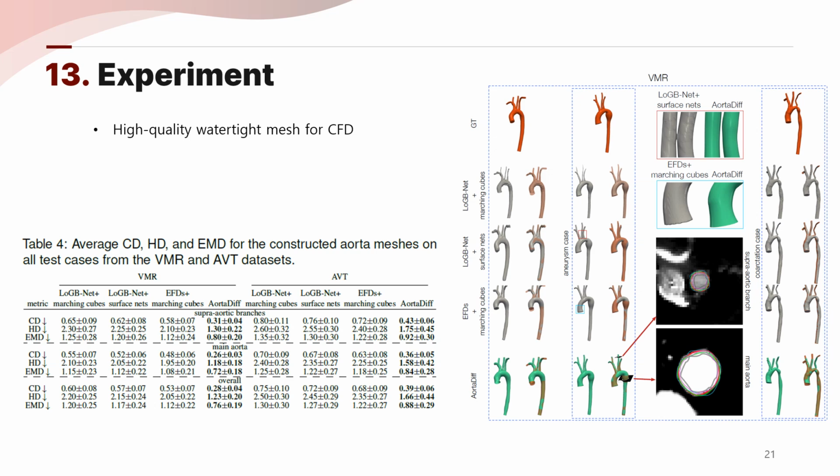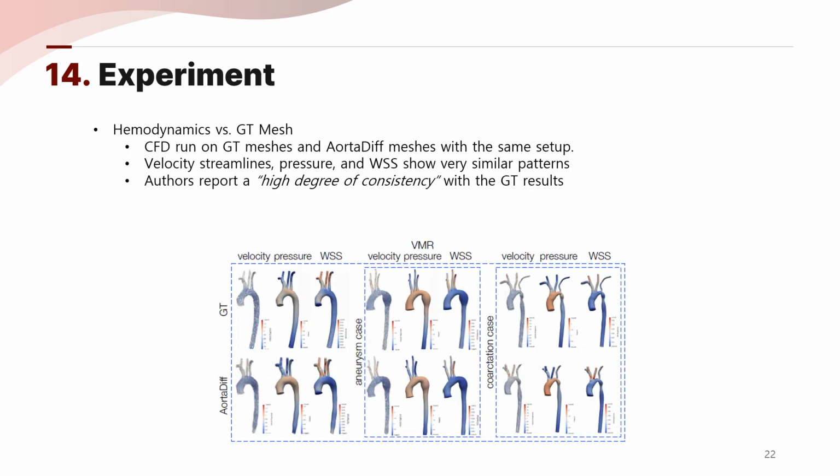Across all datasets, the model achieves the best overall results. In the visualization on the right, the red mesh is the ground truth, and higher overlap indicates better reconstruction quality. As you can see, AortaDiff overlaps the ground truth the most, showing the closest match.